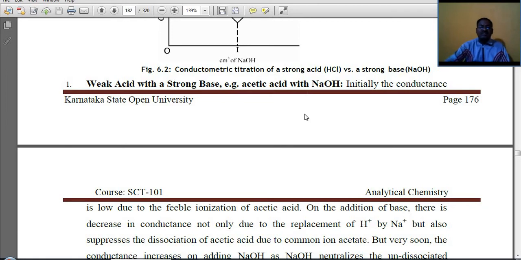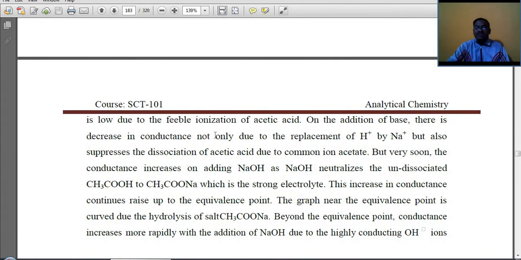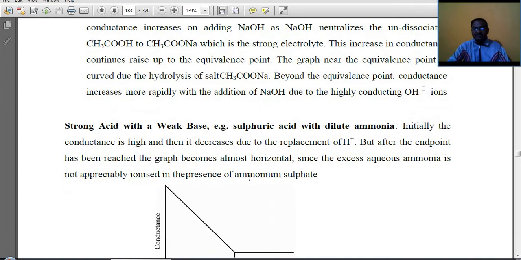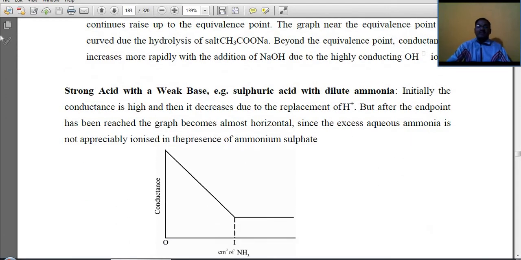Initially, the conductance is low due to the feeble ionization of acetic acid. On the addition of base, there is a decrease in conductance not only due to the replacement of H plus by sodium plus, but also because it suppresses the dissociation of acetic acid due to the common acetate ion. That is why it also undergoes neutralization. The third type of conductometric titration is strong acid with a weak base. Sulfuric acid is a strong acid, ammonia is a weak base.